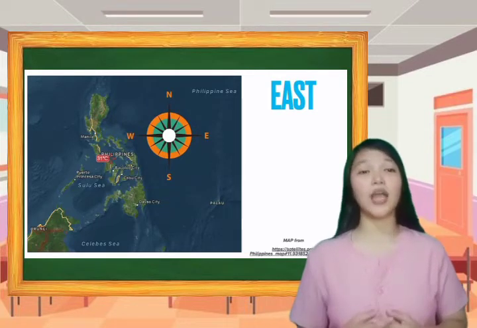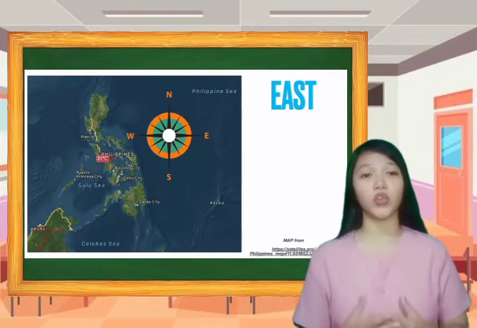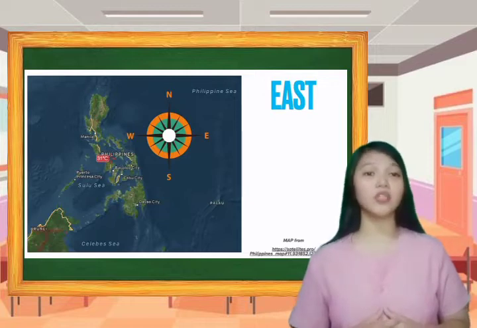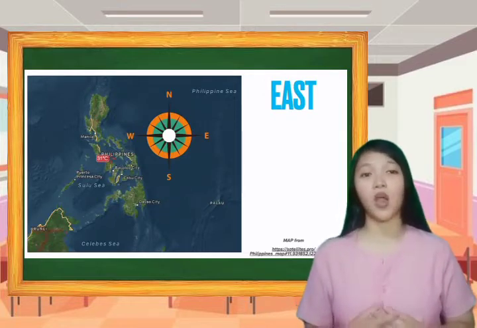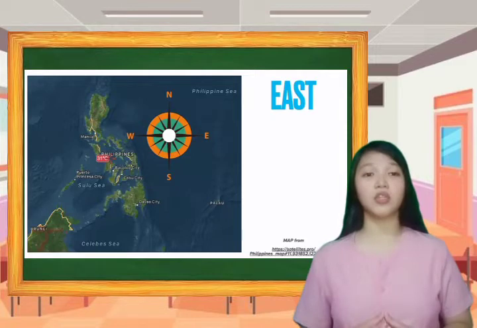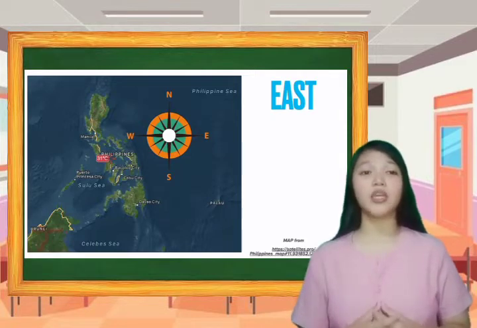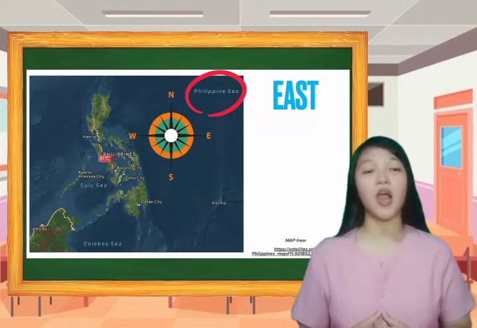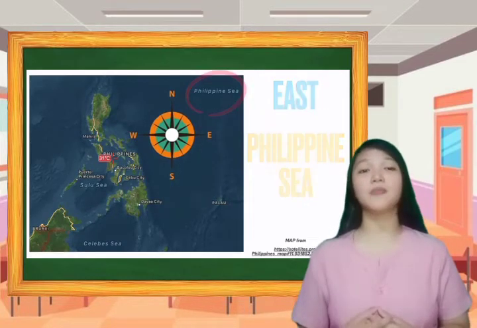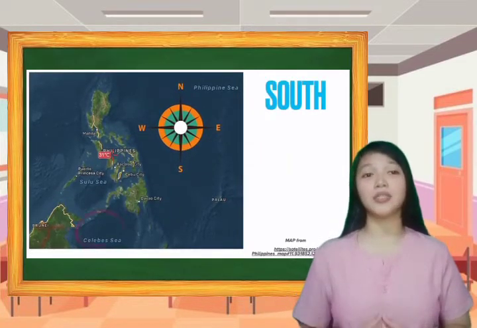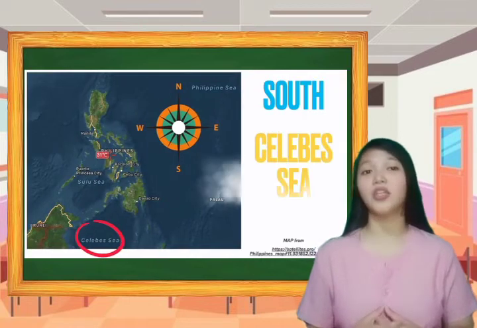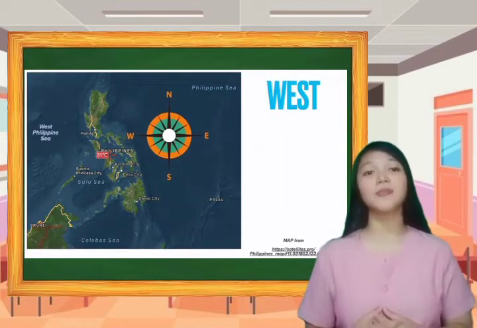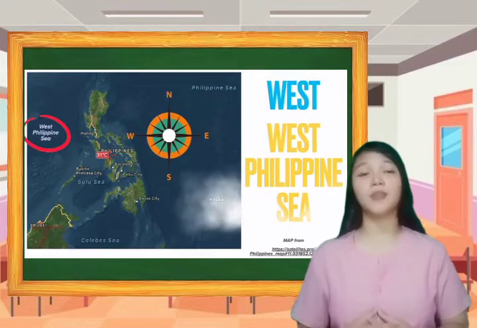Let's take a look at the different bodies of water that surround the country. On the eastern part of the country, it is bounded by the Philippine Sea. On the south, it is bounded by the Celebes Sea. And on the west, it is bounded by the West Philippine Sea.